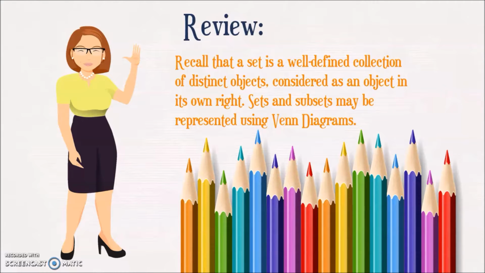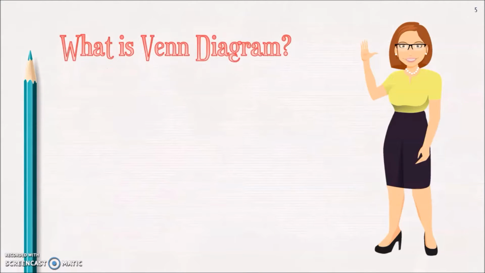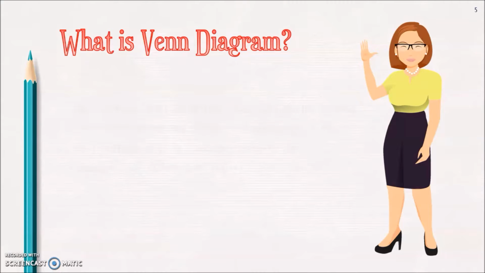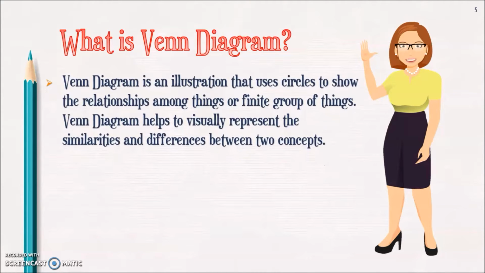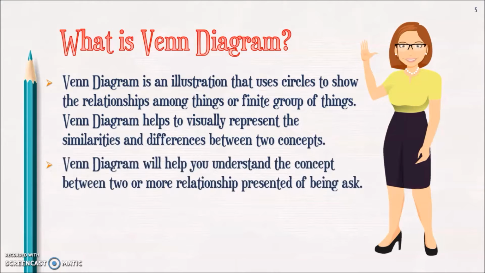Recall that a set is a well-defined collection of distinct objects considered as an object in its own right. Sets and subsets may be represented using Venn diagrams. So, what is a Venn diagram? A Venn diagram is an illustration that uses circles to show the relationships among things or finite groups of things. It helps to visually represent the similarities and differences between two concepts. It will help you understand the relationship between two or more concepts presented or being asked.